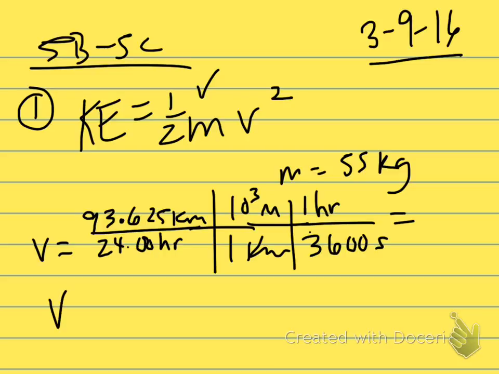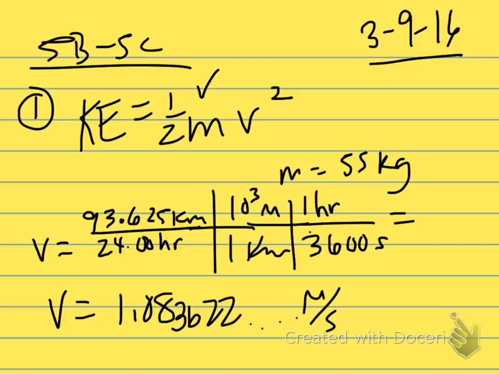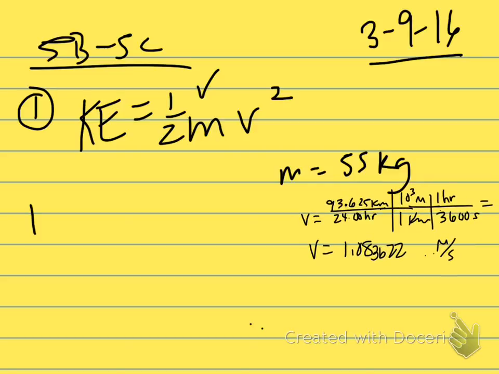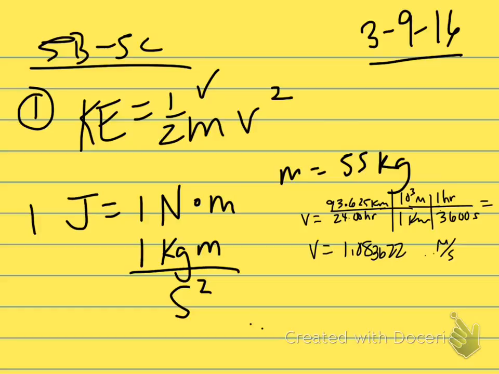What we get for velocity is 1.083622, on and on, meters per second. Why do you have to be in meters per second? Because if we look at the units for joules, 1 joule is 1 Newton meter, and 1 Newton is 1 kilogram meter per second squared. So if you're not in meters per second, your units don't work, and you get a nonsense answer. And that's where dimensional analysis comes in.